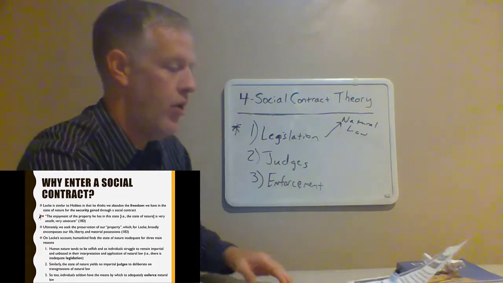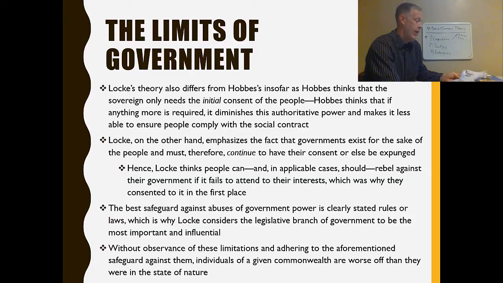Okay, so turning to 12. Again, don't forget though that the government is just as susceptible, Locke wants to warn us, as we were in the state of nature, almost just as susceptible to the same sorts of issues, right? Biases, corruption, and so on.